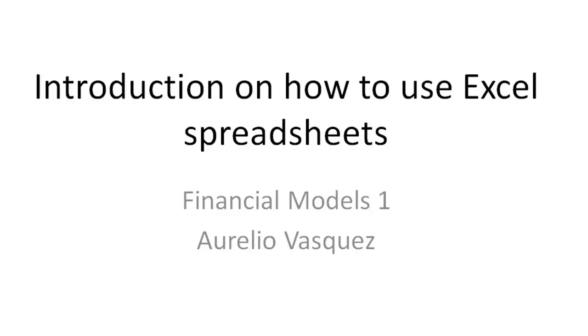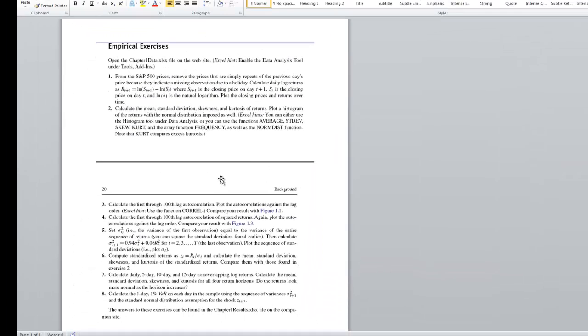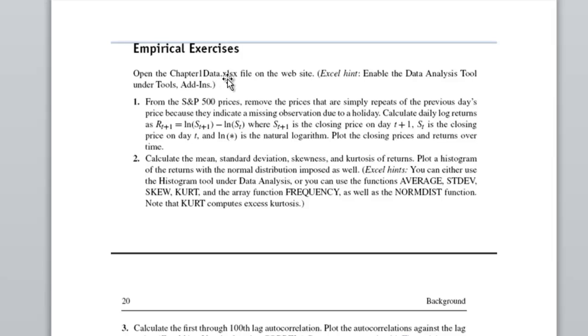And there, the idea is that first you go to the book of Peter Christoffersen, Elements of Financial Risk Management. At the end of chapter 1, on pages 19 and 20, you're going to find the empirical exercises. So you follow the instructions. On top it says open the chapter 1 data.xlsx file on the website. So now the question is, okay, what is the website?